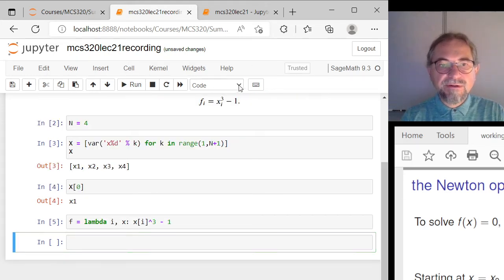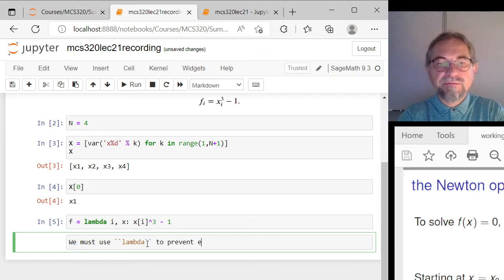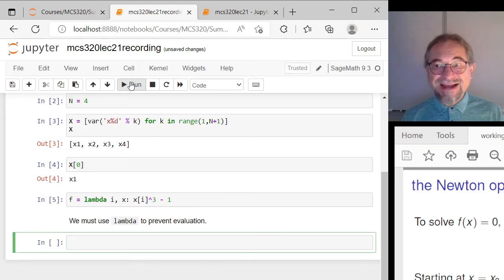Okay, so this is a first important point, I should probably have documented this a little bit more. So we must use lambda to prevent evaluation. So functions in SageMath are expressions. So when we would define this as a function with a SageMath expression, it would try to evaluate the indexing here. The Python does not do this.